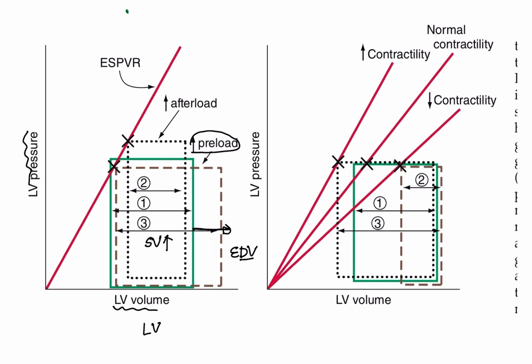And when there is an increase in the afterload, okay, stroke volume will decrease, although the shift will be upward. But one thing is common in both. What is that? ESPVR. What is ESPVR? End systolic pressure volume relationship.